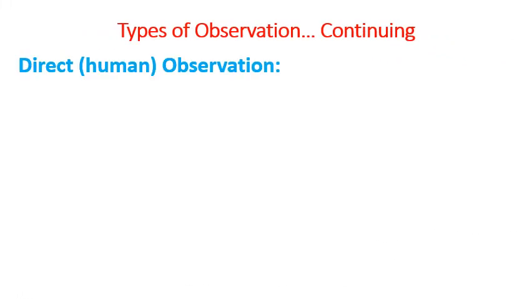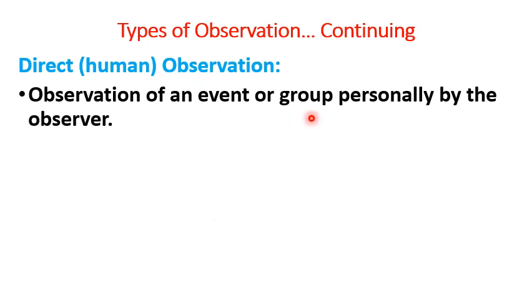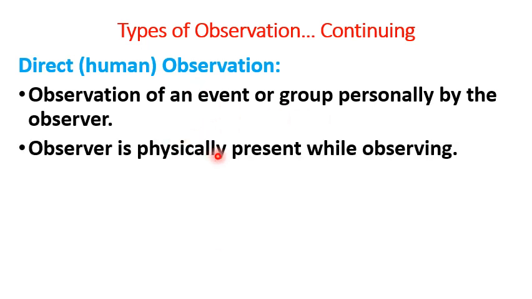Then direct or human observation. Observation of an event or group personally by the observer. Observer is physically present while observing. Observer will be physically present at the spot while observing in direct observation.